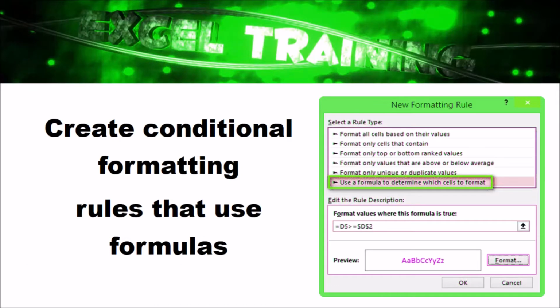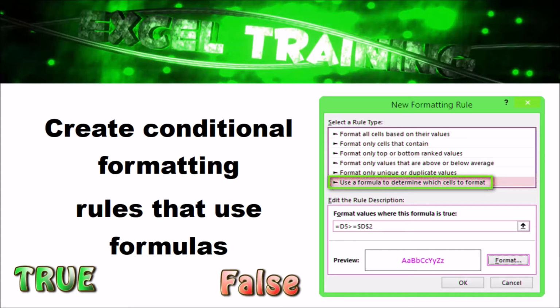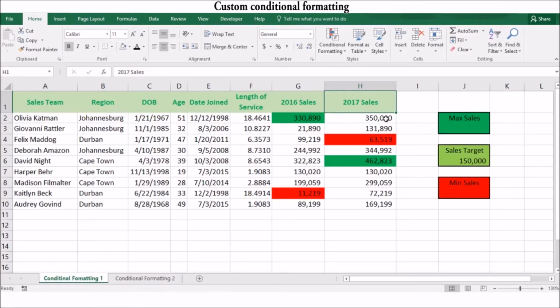Creating conditional formatting rules that use formulas make Excel an extremely powerful tool. You can set up a logical formula as the conditional formatting criteria. If the formula returns true, Excel applies the formatting to the cells. If the formula returns false, Excel does not apply the formatting. For example, if you have a list of sales in a range and a sales target, you can apply a format to the entries where the sales increase is greater than or equal to the target value. In this example, we will highlight which sales employees reached their sales target of 150,000.